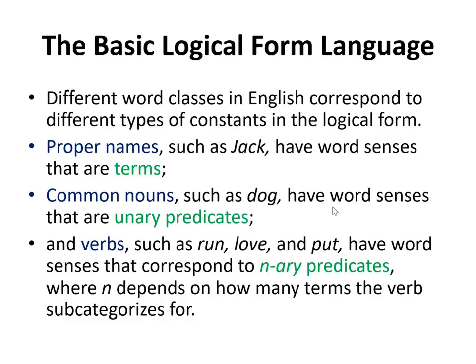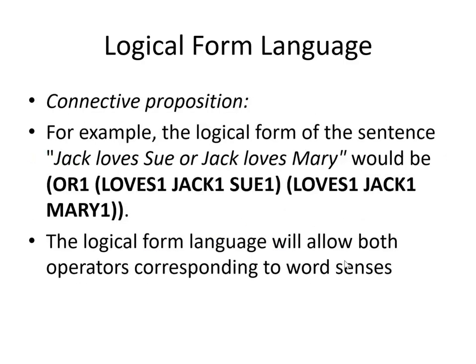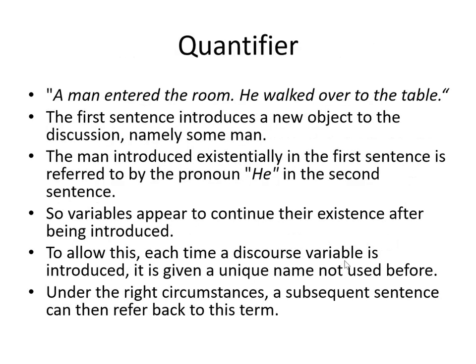Proper nouns can be treated as terms, common nouns as unary predicates, and verbs as n-ary predicates. We also saw logical operators like not to represent negation in a sentence, like Sue does not love Jack, which can be represented as not loves1 Sue1 Jack1. Then we also saw the connective proposition like or.